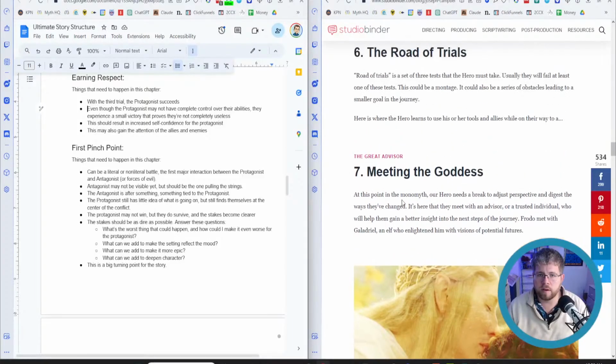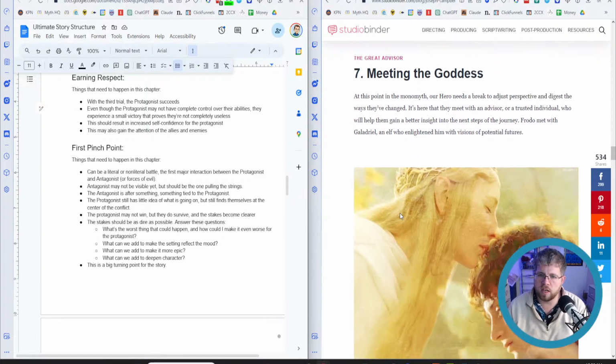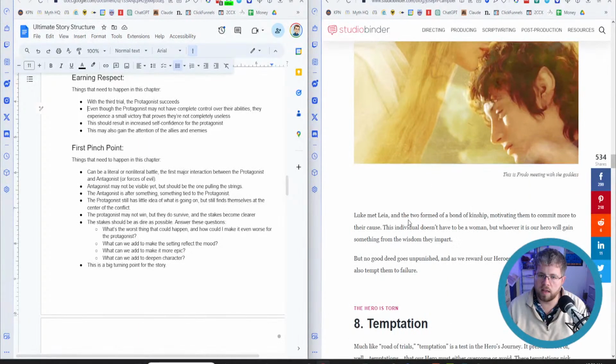Okay, and then we're going to meet the goddess. At this point in the monomyth, our hero needs a break to adjust perspective and digest the ways they've changed. It's here that they meet with an advisor or a trusted individual who will help them gain a better insight into the next steps of the journey. Frodo met with Galadriel. Luke met Leia.